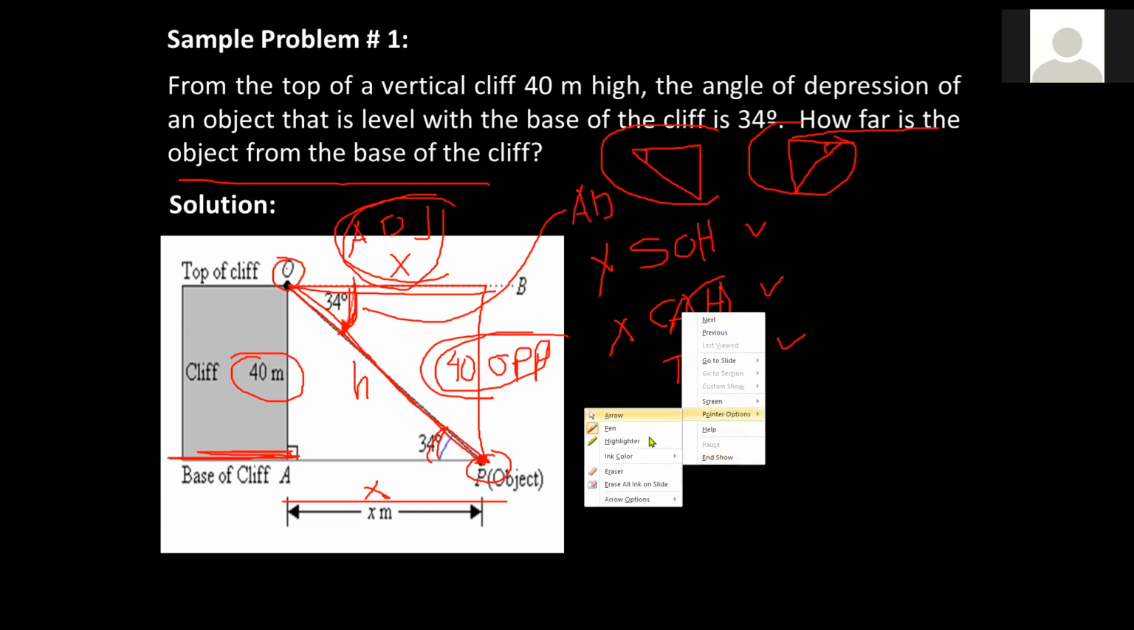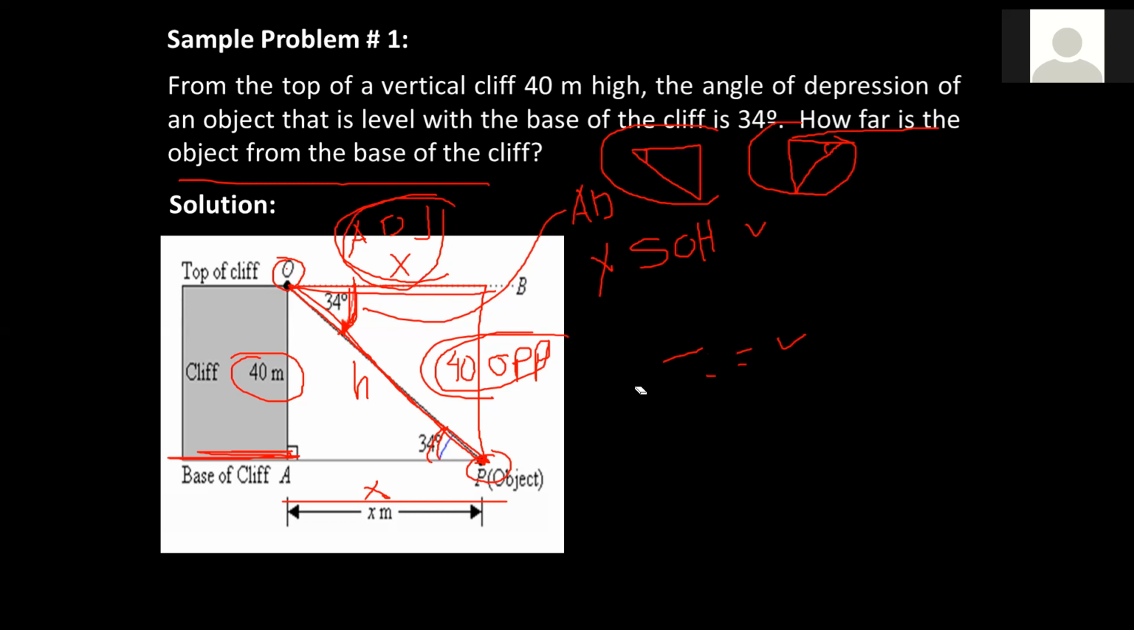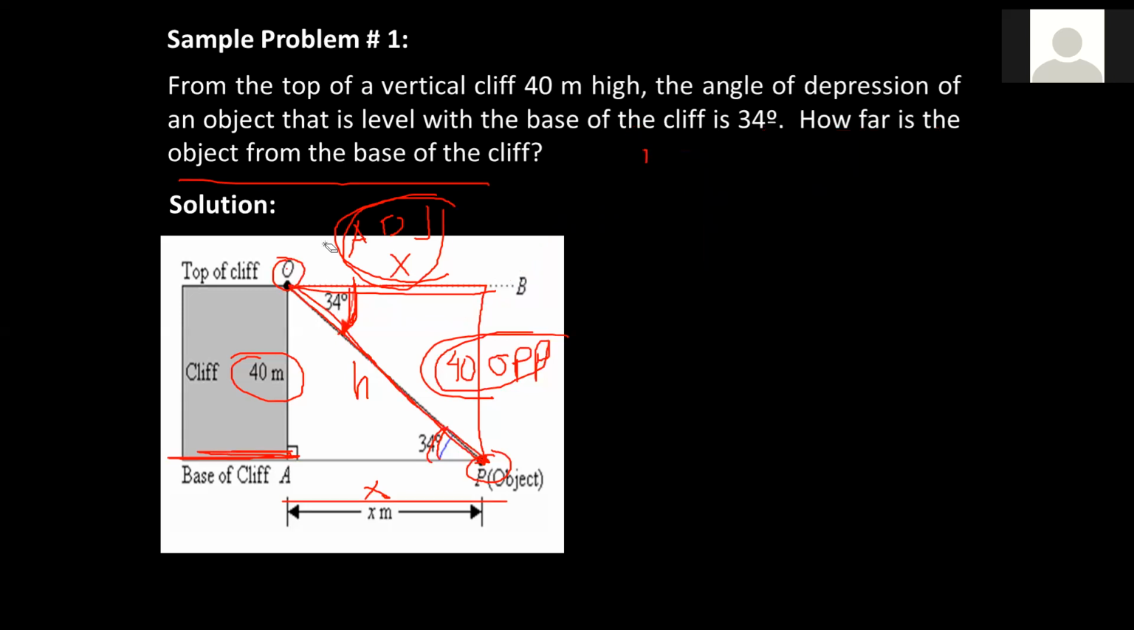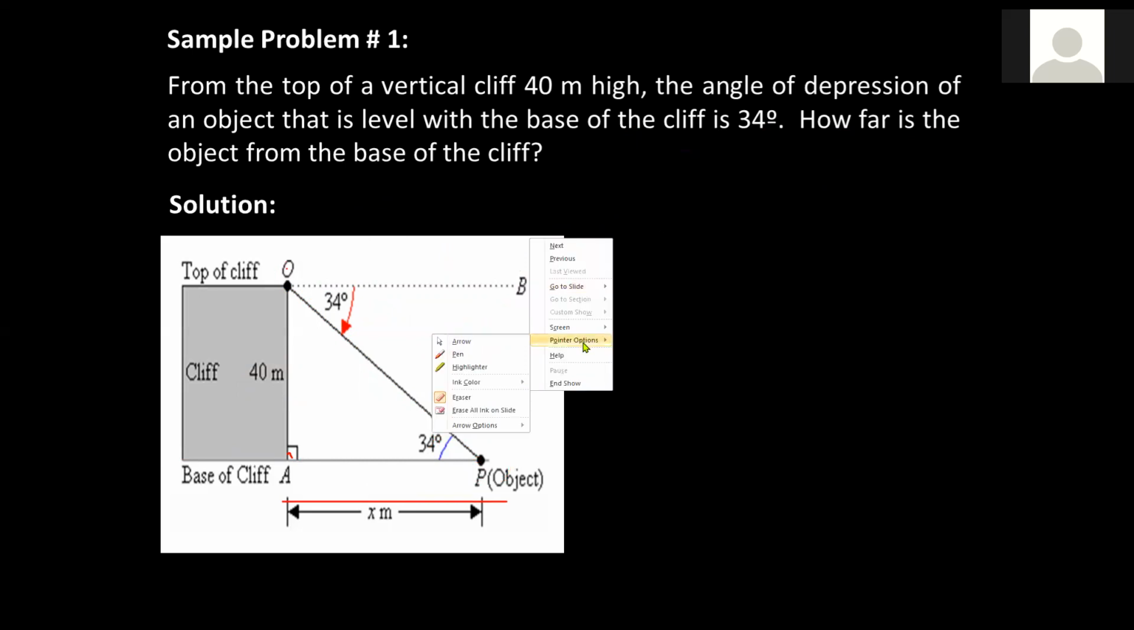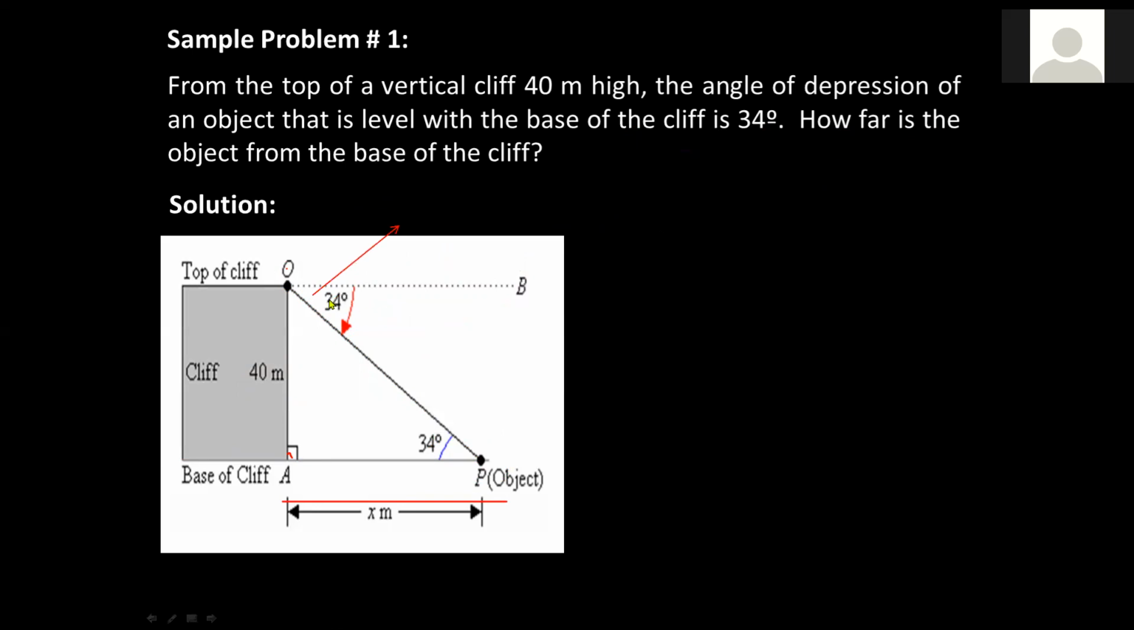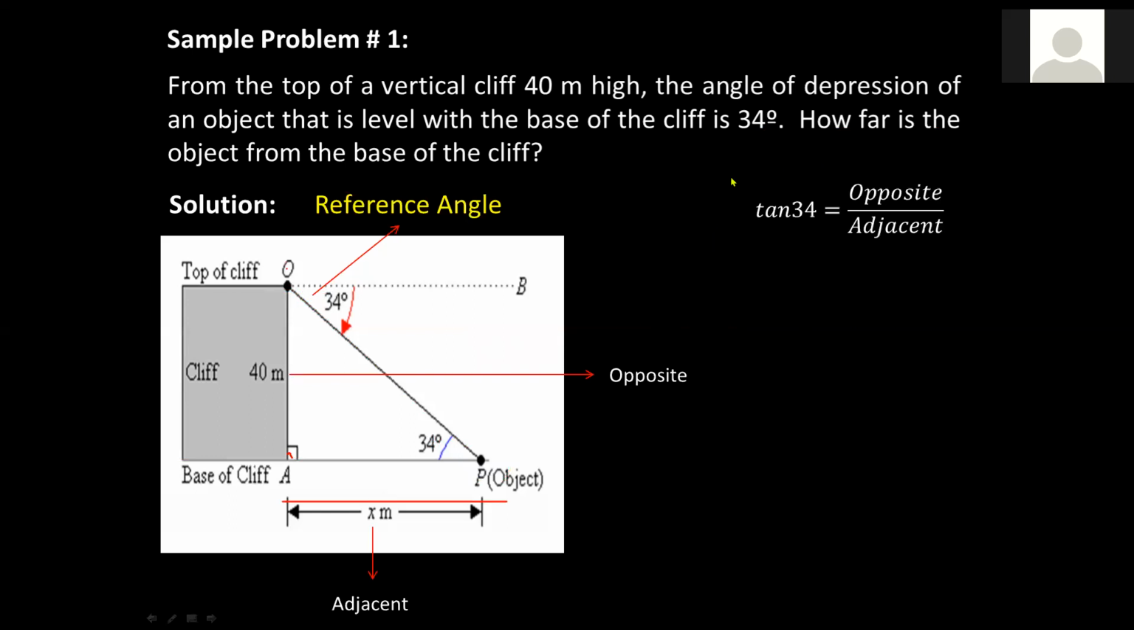Okay, let me erase muna yung mga ibang nakasulat, para maganda yung presentasyon ng ating solusyon. So this is how we solve the problem. Since we're going to use tangent, 34 degrees is our reference angle. The 40 meter is our opposite, and then x will be our adjacent. The tangent of any angle is equal to opposite over adjacent. So tangent 34 is 40 over x.